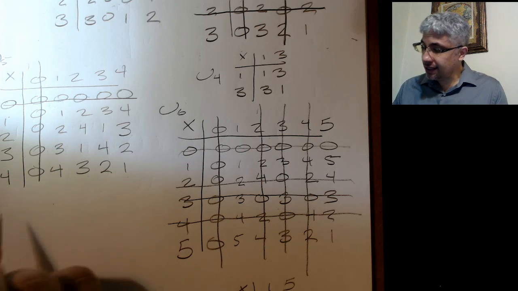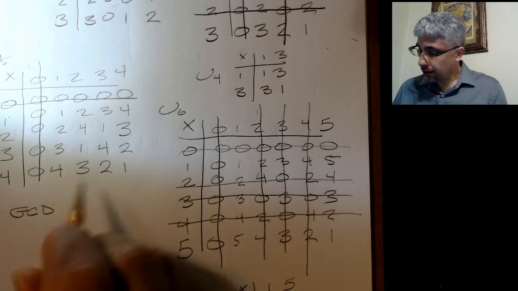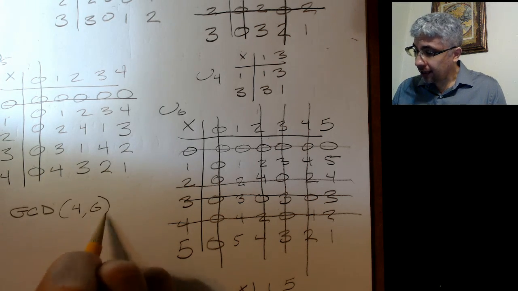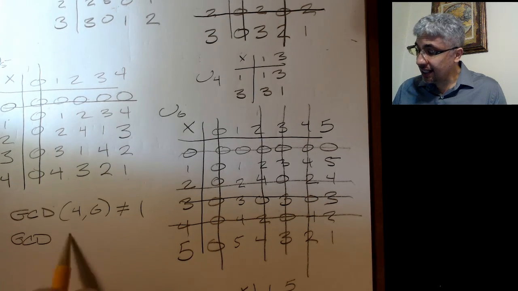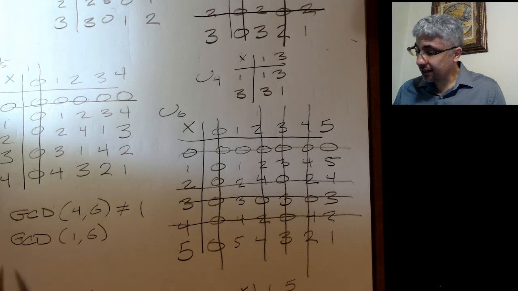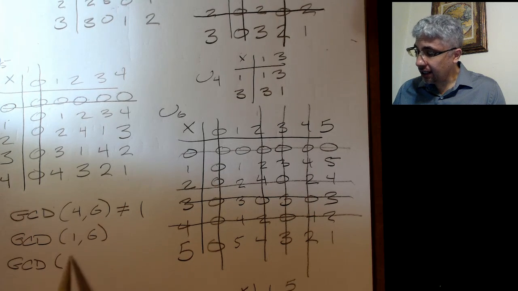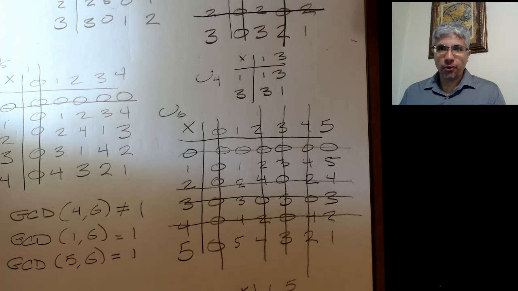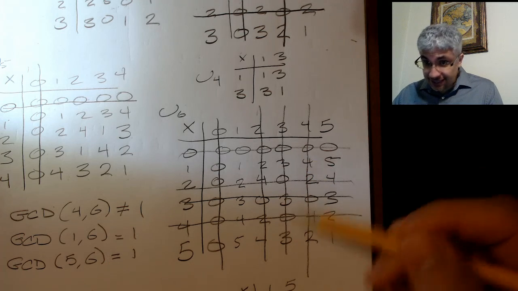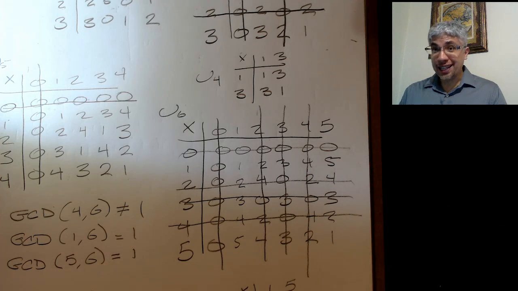The GCD of 4 and 6 is not 1, but the GCD of 1 and 6 and the GCD of 5 and 6, they're both 1. So, in this case at least, we kick out all the numbers where the GCD is not 1.